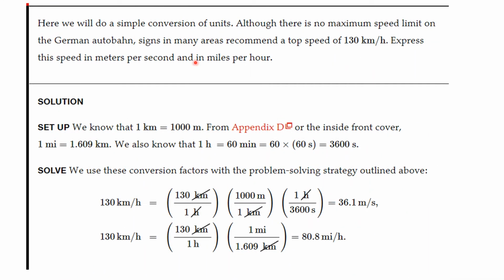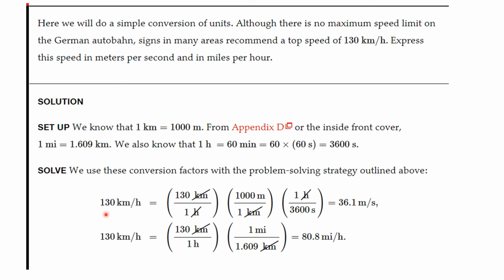Now, often what we'll do is convert between units. So here, we say, although there's no maximum speed on the Autobahn, signs in many areas recommend a top speed of 130 kilometers per hour. We want to express this in meters per second and in miles per hour. So we have to, and I did give you a copy of the appendix in the book that I pointed at, but we know that 1 kilometer is 1,000 meters because that's one of the prefixes that we know. And a mile is 1.609 kilometers. An hour is 60 minutes or 3,600 seconds.